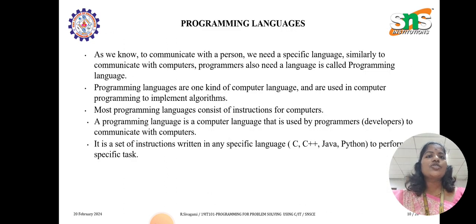Next topic is programming languages. As we know, to communicate with a person we need a specific language. Similarly, to communicate with computers, programs also need a language, called a programming language. Programming languages are used in computer programming to implement algorithms. It is a set of instructions written in a specific language, such as C, C++, Java, Python, to perform a specific task.